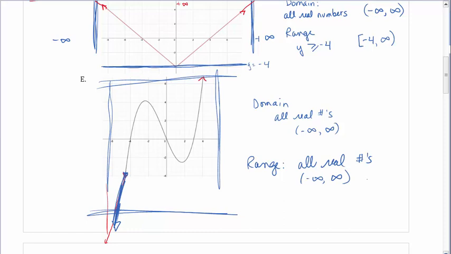So that's a little bit of review of domain and range. I had quite a few questions on that, so hopefully that helps you out.